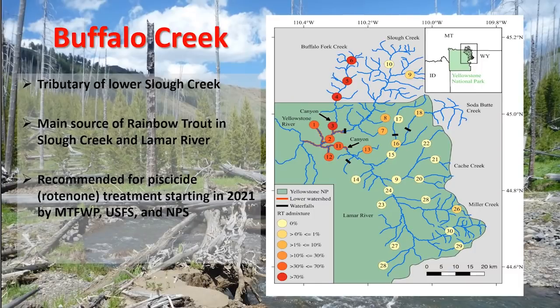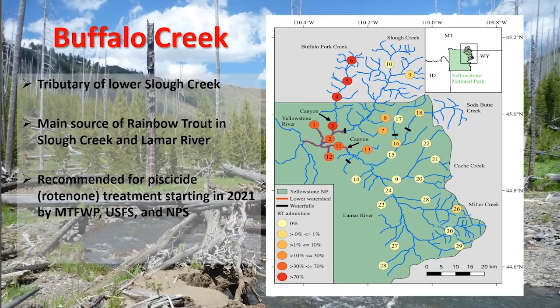So in the map here is genetic integrity of the cutthroat trout, and you can see the red is the more highly hybridized or genetically pure rainbow trout, which origin is in the Buffalo Creek. So Buffalo Creek is a large tributary of Slough Creek. It's a main source of rainbow trout in Slough Creek and the Lamar River, and it's recommended for a rotenone piscicide treatment starting actually this summer in 2021.